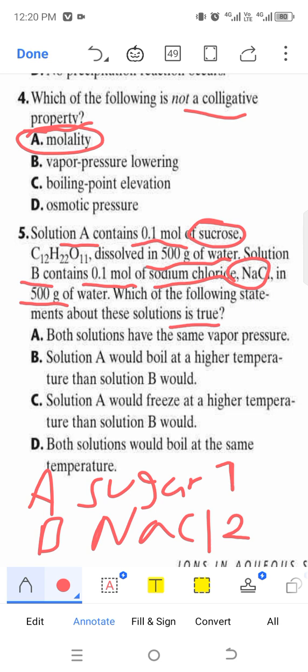So let us read the options. Both solutions have the same vapor pressure. No, of course NaCl lowers the vapor pressure more than the sugar. Solution A, which is the non-electrolyte, would boil at a higher temperature than solution B. No, it's just the opposite, because B has twice the boiling point elevation of A. Solution A would freeze at a higher temperature than solution B. Yes, because solution B has twice the freezing point depression of solution A. So solution A has a higher freezing point than solution B. So C is the correct answer for this question.